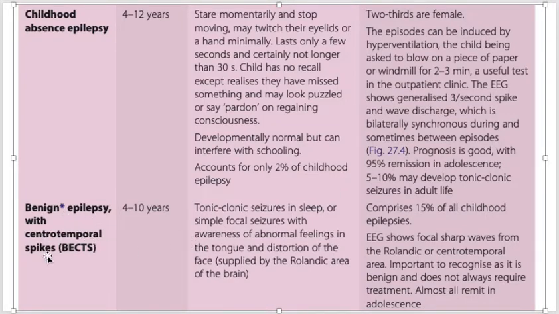Then you can see benign epilepsy with centrotemporal spikes, BECTS. This is benign focal epilepsy with centrotemporal spikes. It presents as tonic-clonic seizures in sleep, or simple focal seizures with awareness, or abnormal feelings in the tongue and distortion of the face, supplied by the rolandic area of the brain. That's why it is also called benign focal epilepsy of childhood with rolandic spikes. It comprises around 15% of childhood epilepsies, and they have a typical EEG of focal sharp waves from the rolandic or centrotemporal areas. The management is that we give them carbamazepine if the seizures are too frequent.